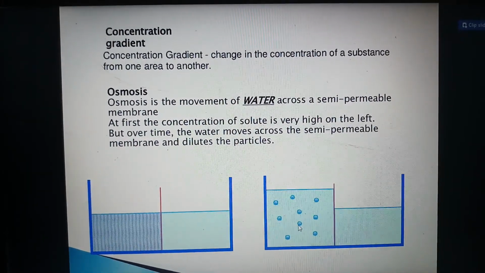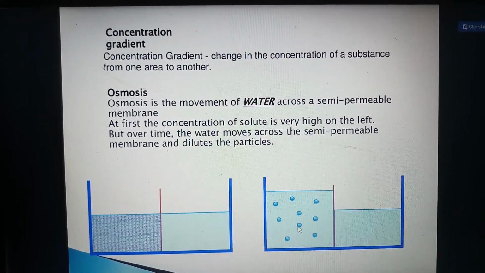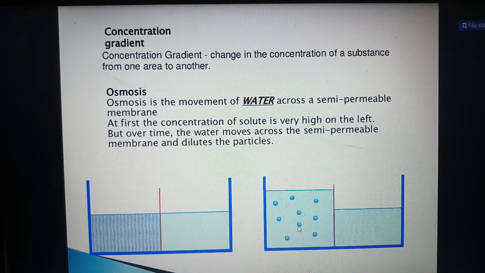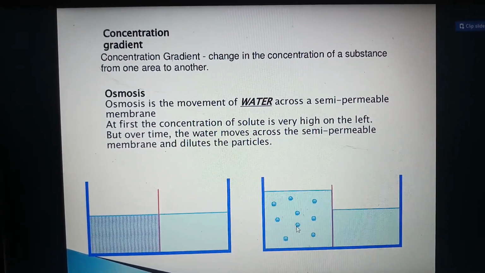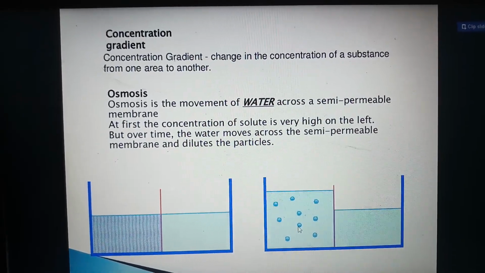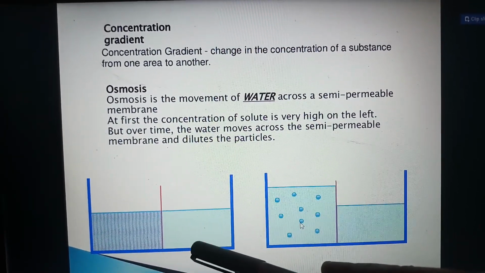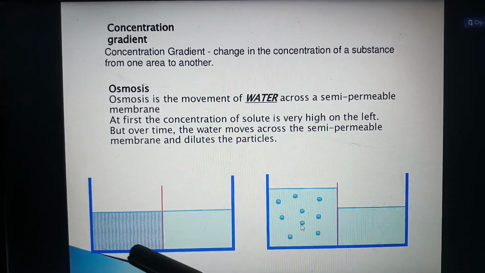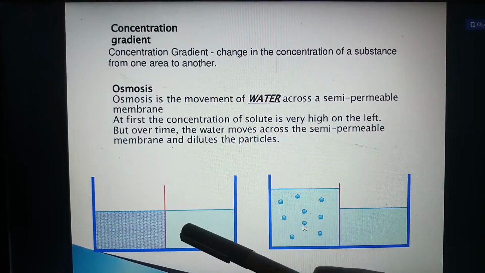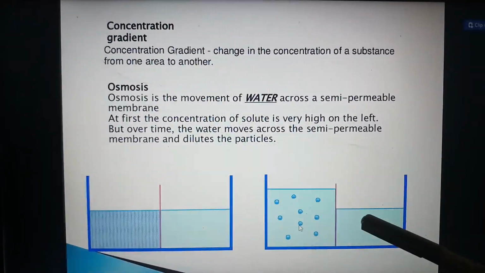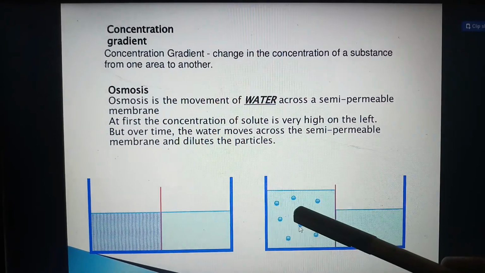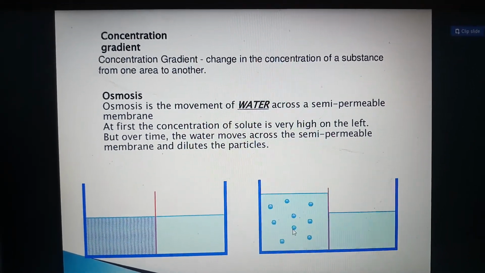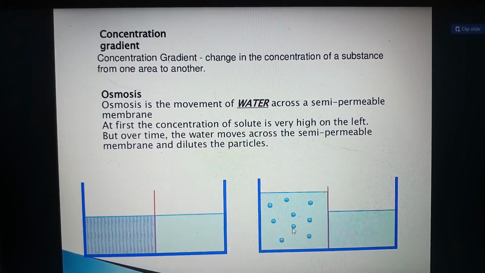Osmosis is the movement of water across the semi-permeable membrane. At first, the concentration of solute is very high on the left side. But over time, the water moves across the semi-permeable membrane and dilutes the particles. In this picture, on this side the water concentration is more, and on this side the salt concentration is more. So now the water is moving from higher concentration to lower concentration, and the water level is rising on this side. So it is finally clear that osmosis means nothing but the movement of water from higher concentration to lower concentration.